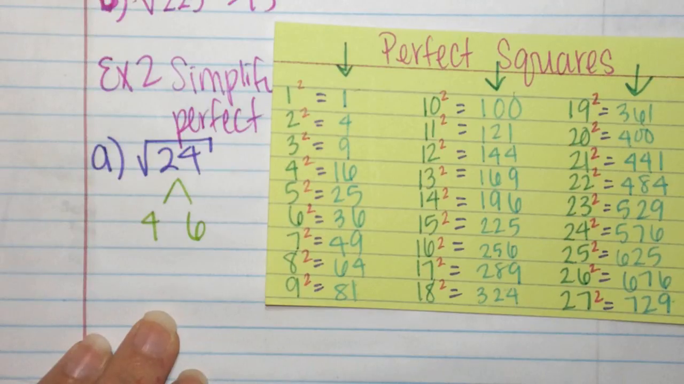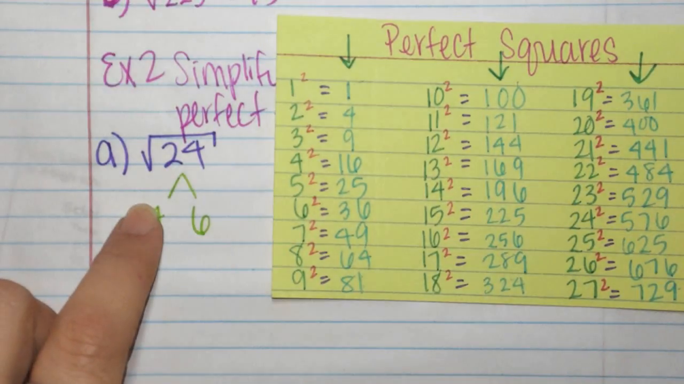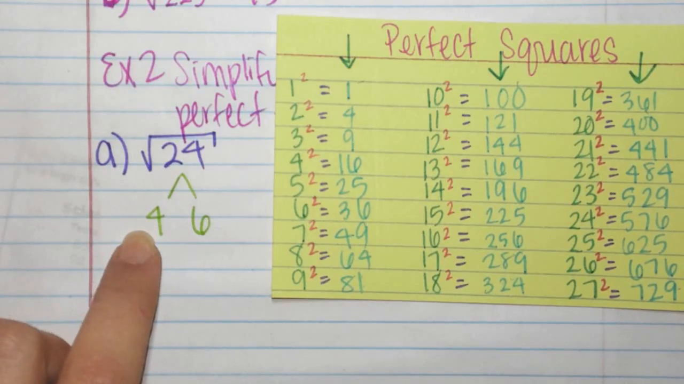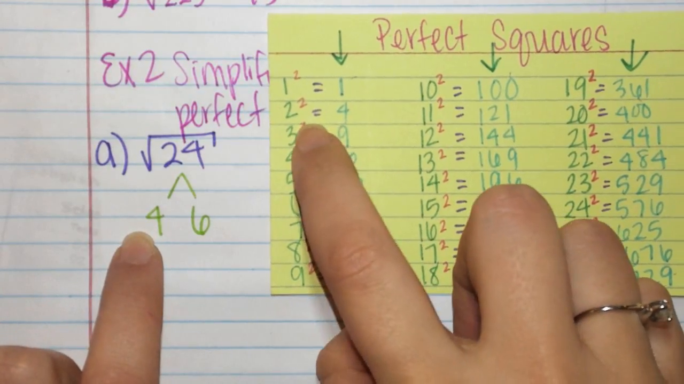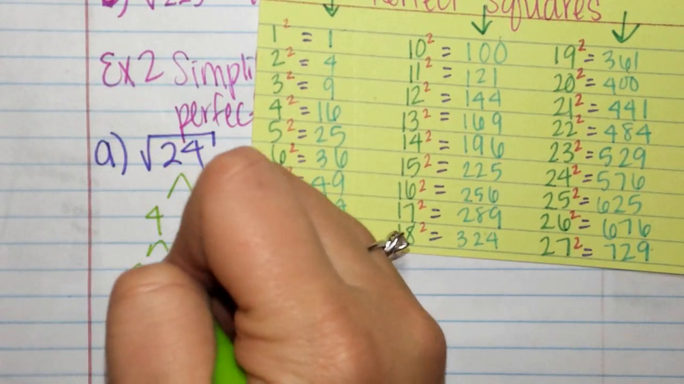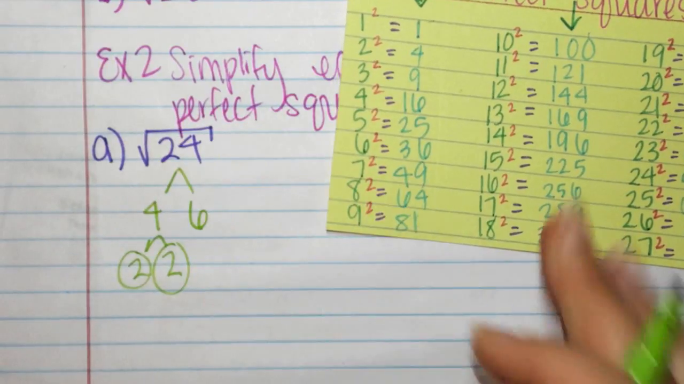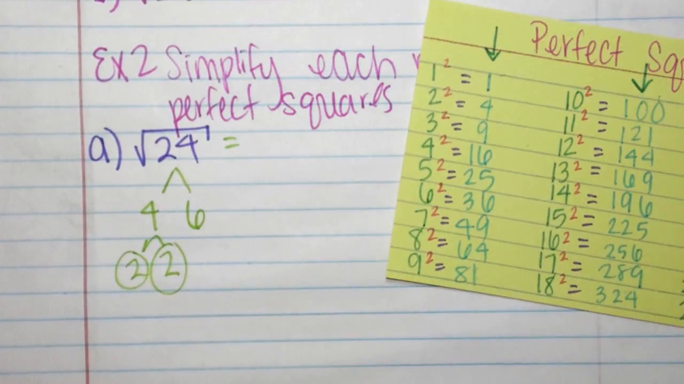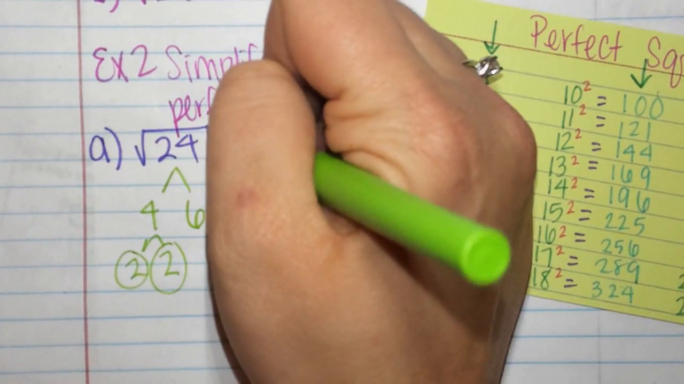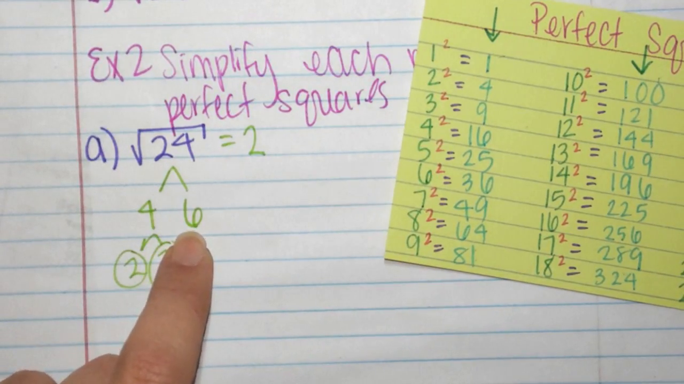Okay, so again, we picked the biggest perfect square that goes into 24. The biggest one is 4. Now, what is the square root of 4? 2. Because remember, we need 2 of the same number, right? Do we have 2 of the same number? Yes, we do. So this is what you do. You bring 2 to the outside. But what happens to this 6? Can we take the square root of it?